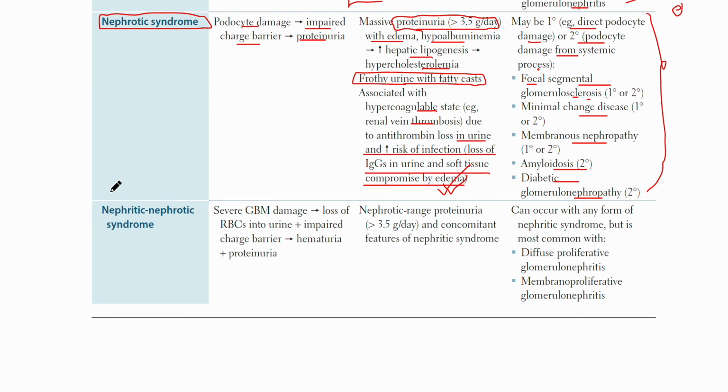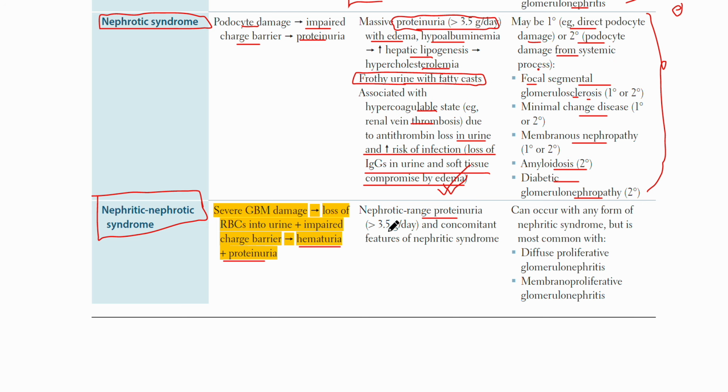So nephritic-nephrotic syndrome is actually a manifestation of kidney disease, but there are symptoms of both nephritic and nephrotic syndrome, right? It occurs during severe GBM damage, which leads to loss of RBCs into urine plus an impaired charge barrier, which will lead to hematuria plus proteinuria. So this is the finding. There is hematuria because there is severe GBM damage, and also proteinuria because there is an impaired charge barrier. So that is why the nephritic spectrum is seen.